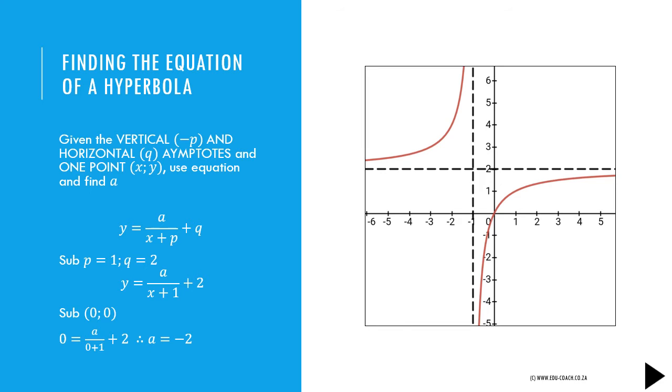The other point that is given on the graph is the x and y intercept, so that is (0, 0). So substituting that into our equation, we find that a is equal to -2. So the equation of this hyperbola is y = -2/(x + 1) + 2. And we can see from the diagram that the curve lies in the second and fourth quadrants formed by the asymptotes, which means it is correct that a will be a negative number.